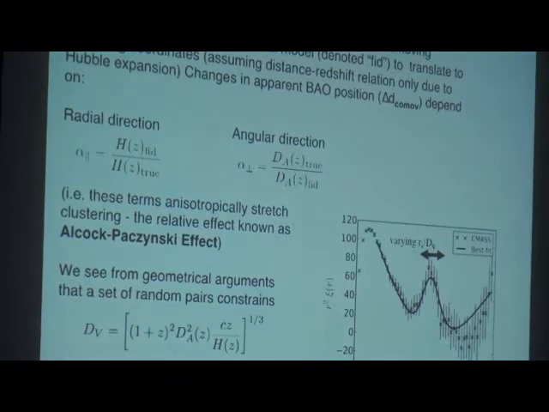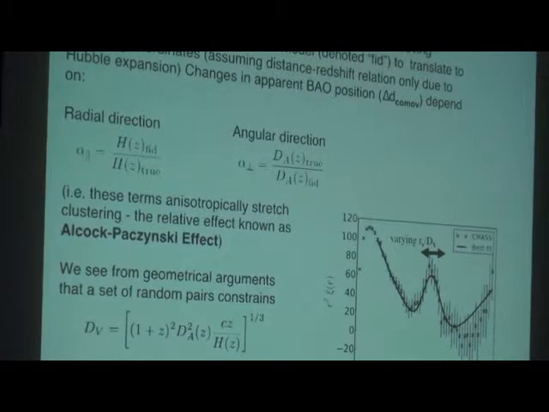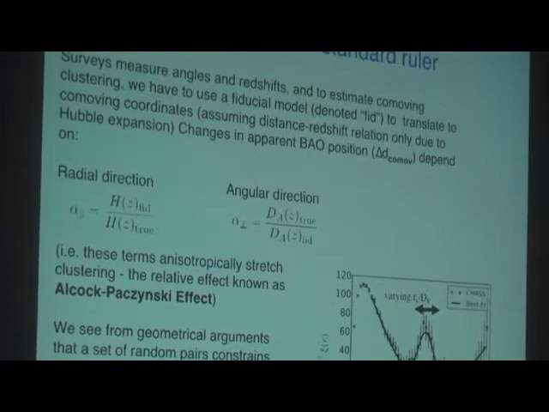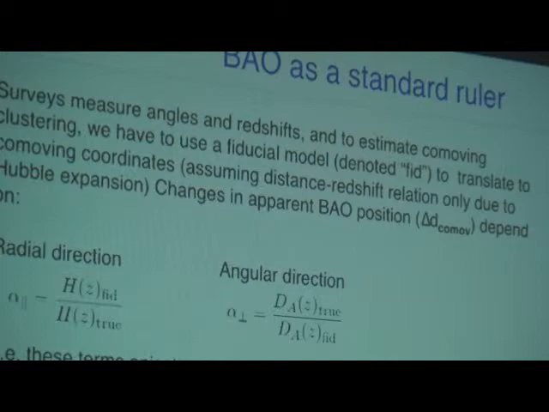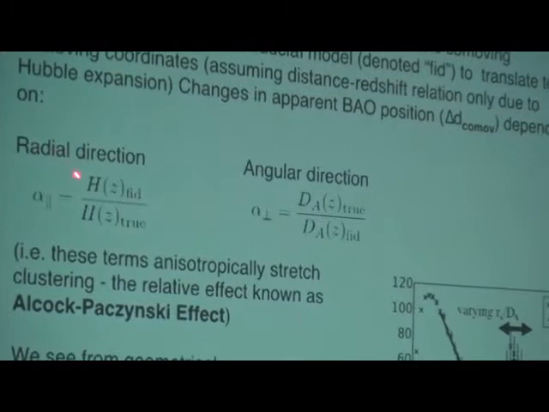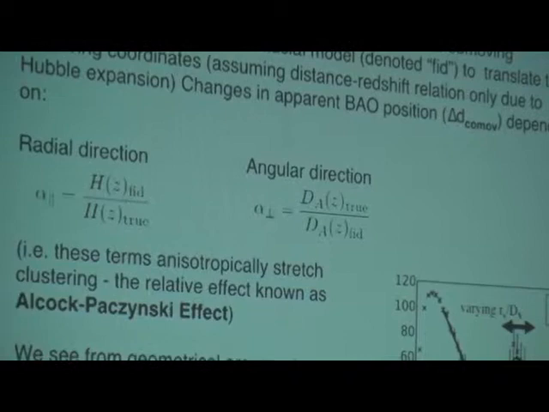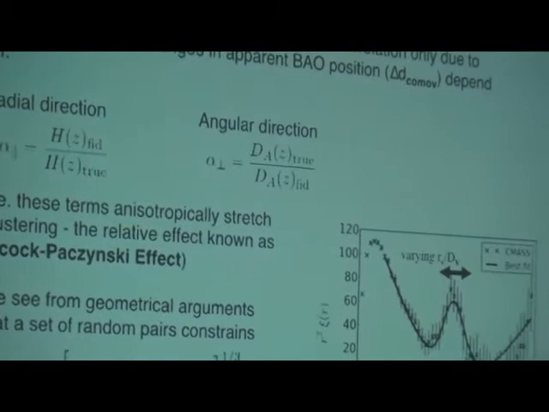So here it is. In detail, surveys measure angles and redshifts. And to estimate the co-moving clustering, we have to use some sort of fiducial cosmological model. You have to pretend you know what the true cosmological model for the universe is in order to change those angles and redshifts into co-moving distances. Once you've done that, you can think of this as a sort of data compression step. You've taken your redshifts and angles, and you've compressed them into co-moving units for some fiducial cosmology. Then what you find is that what you've done to go from redshifts and angles to distances is slightly different in the radial direction for the BAO peak than in the angular direction.